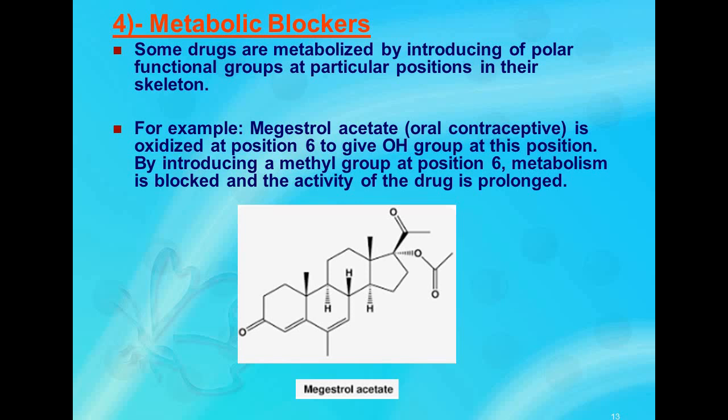Now coming to the metabolic blockers. Some drugs are metabolized by introduction of a polar functional group at a particular position in their skeleton. For example, megestrol acetate, which is an oral contraceptive, is oxidized at position 6 to give an OH group at this position. By introducing a methyl group at the 6th position, this is the position number 6 and we have introduced a methyl group. The introduction of this methyl group will block the metabolism and the activity of the drug is prolonged.